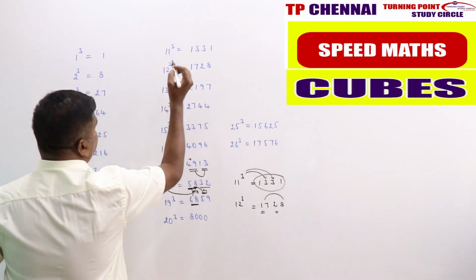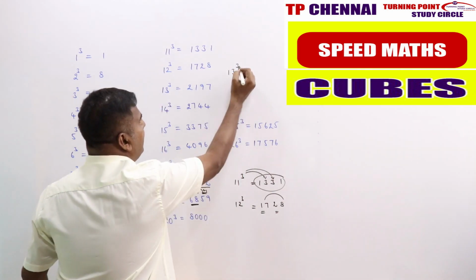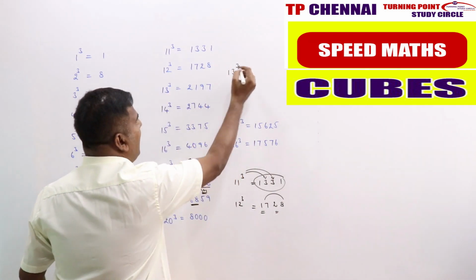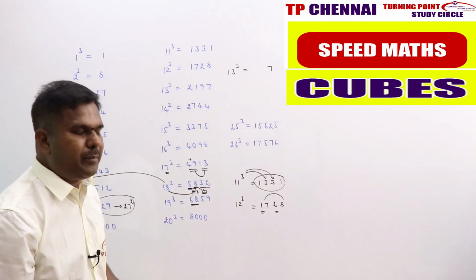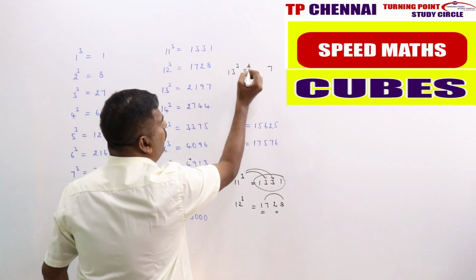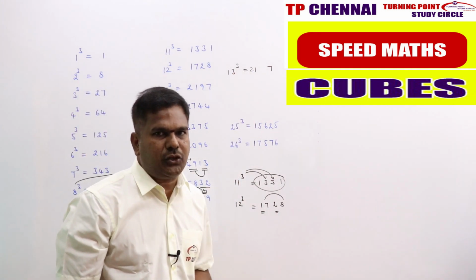Now 13 cube. 3 cube means how much? 27. The last digit will be 7. Whenever 3 cube is there, the last digit will be 7. So 7 into 3, how much? 21, as the first 2 digits.